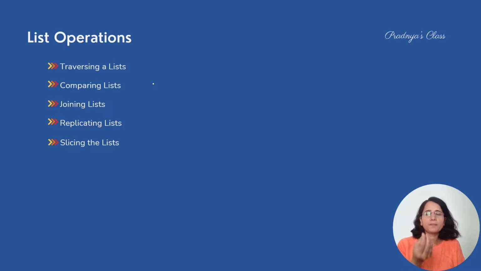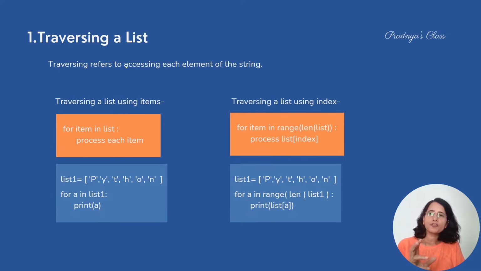In the previous chapter, we performed some basic operations on the string data type. Now it's time to perform operations on the list data type. So here is the list of the operations. We will study how to traverse the list, how to compare the list, then we will join the two lists. We will see how to replicate the list and how to take out part of the list, that is slicing.